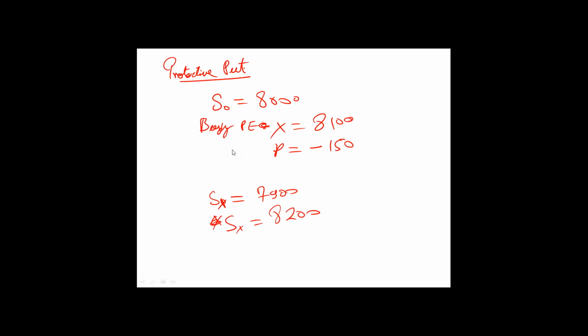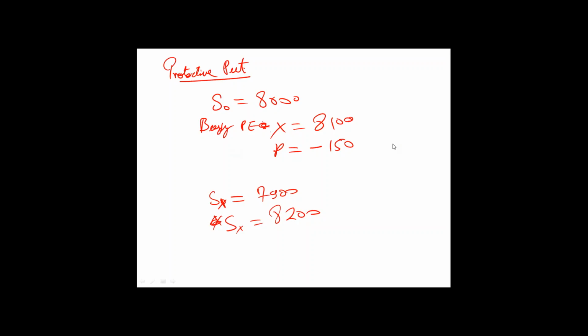So we have, when price goes down, we basically make profit. Okay, and if price goes up, we lose money with a put.